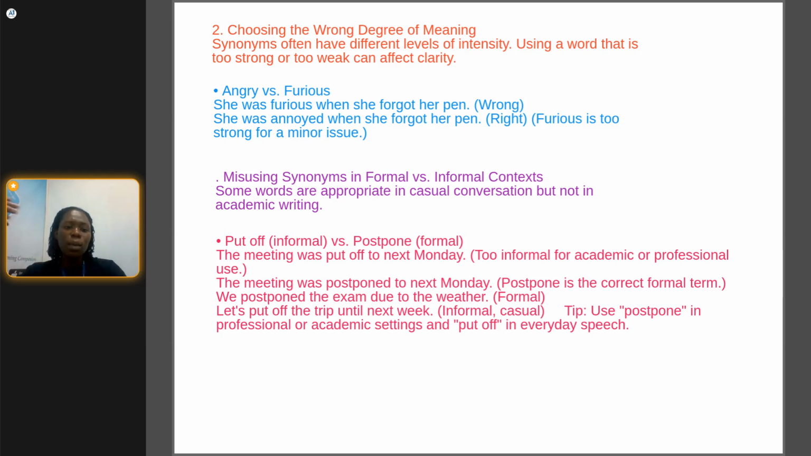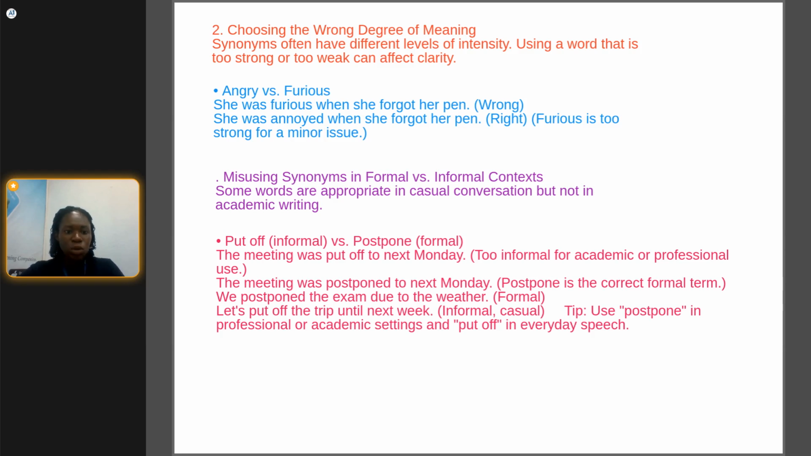Now, when you talk about put off, you can mean something like putting something aside till when you're ready for it. But that phrase in itself isn't formal and you can't use it because this is for professional use. So if you say the meeting was put off, you're not using the right word in this context. But if you say the meeting was postponed to the next meeting or to next Monday, postpone in this form is correct because it is the formal term.